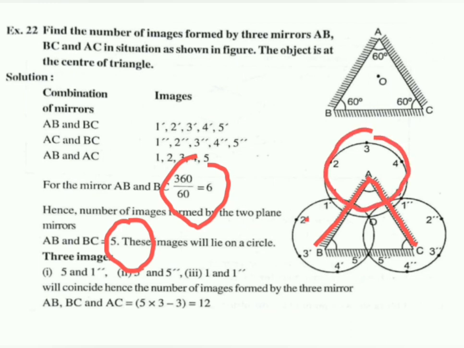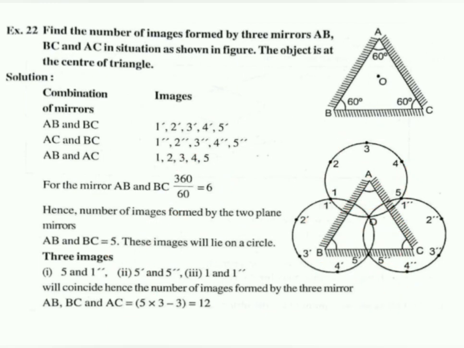Similarly, even these two mirrors, BC and AC, also form 5 images. BC and BA also will form 5 images. But look at how all those images are. Out of 5 images, you can observe this is coinciding: 1 and 1 dash. This is a common image. Even 5 and 5 double dash are also common. Here also 5 and 5 double dash or 5 dash, this is common because all of them have to lie on a circle. Out of 15 images, 3 of them are common.